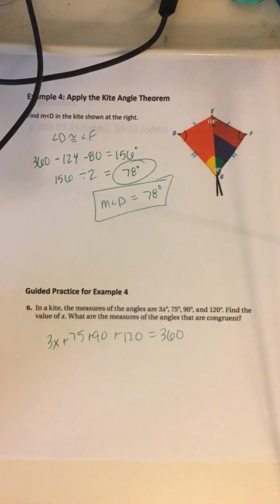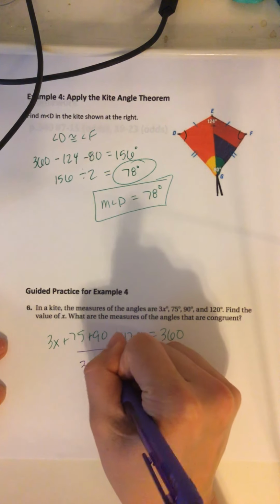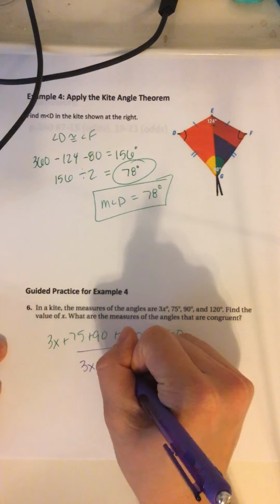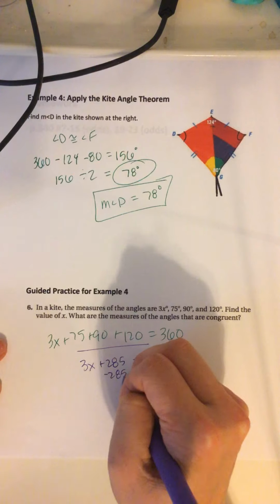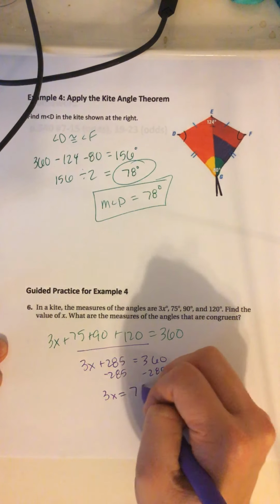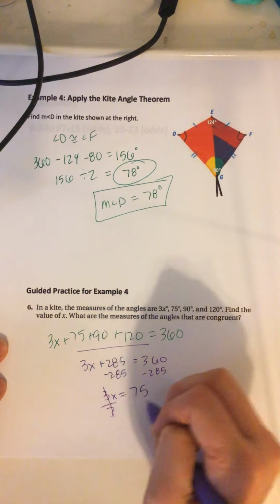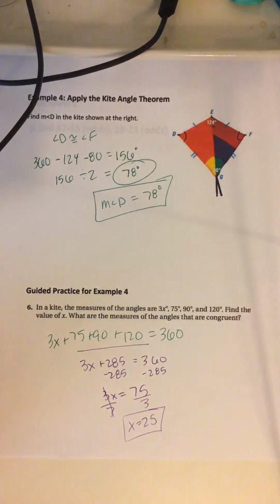I'm going to clean it up a little bit and combine like terms here to get that 3x plus 285 equals 360. Turns into a two-step problem. Subtract the 285 from both sides to get that 3x equals 75. Divide by 3 to get that x equals 25. So first part of the problem is done.